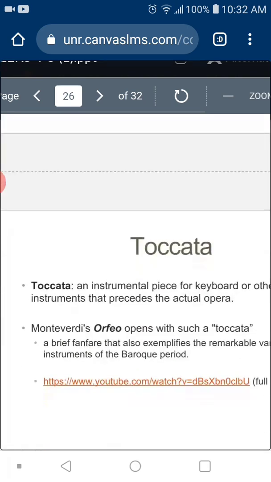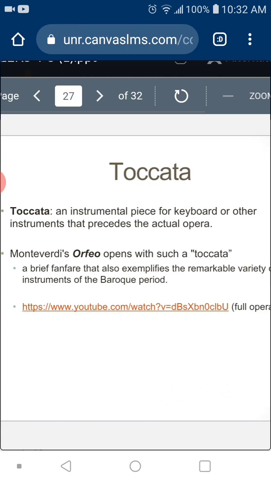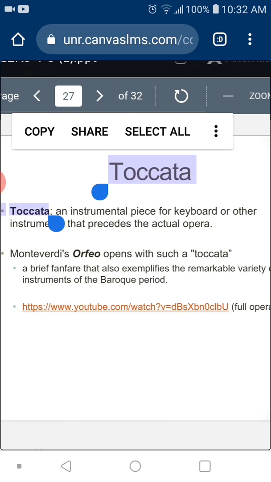And there is a link here which you should definitely listen to. I'll try to play it right now. Play just the introduction. It starts with the toccata. Toccata is basically an instrumental piece, just instruments, no voice, that opens the opera. So it starts the opera. There's no one singing, just the instrumental part. So let me play this part for a second.